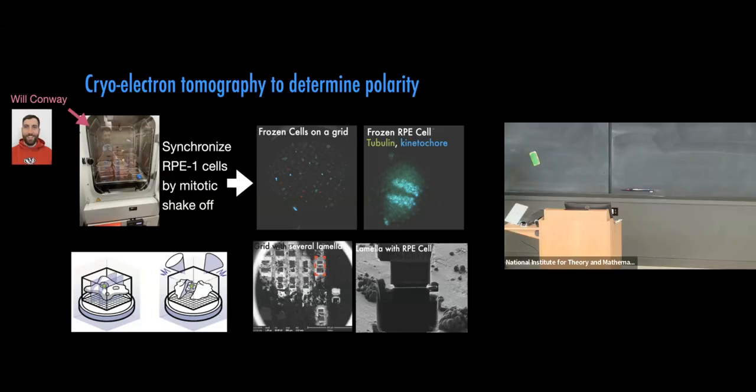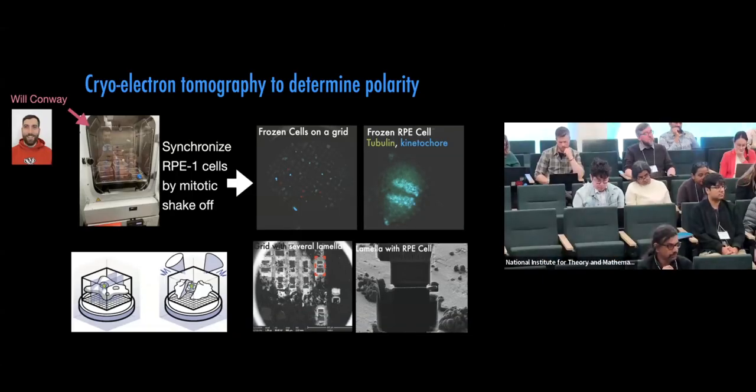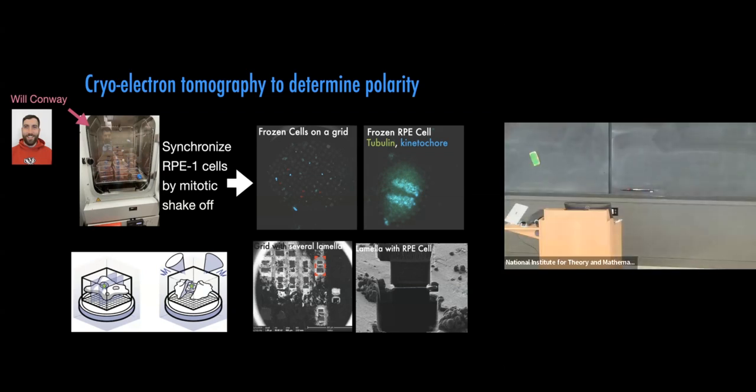And so what we have to do is we have to synchronize RPE1 cells to enrich for mitotic cells. And you can do this just by a shake-off. Then you put these cells on a grid and you plunge freeze now. And you can see those are the cells. Here's a zoom in. We have markers for tubulin and the kinetochore. So we can really pick a cell that's in metaphase.